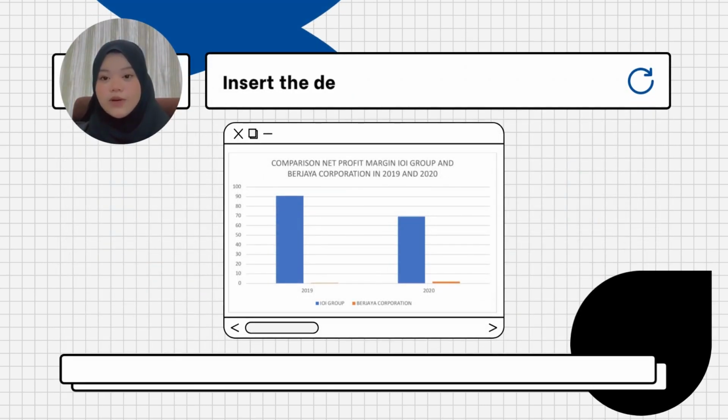Comparison net profit margin IOI Group and Berjaya Corporation in 2019 and 2020. Based on the data above, in 2019, IOI Group company has a higher value of net profit margin of 90.9%, while Berjaya Corporation has 0.01%. But in 2020, the net profit margin for IOI dropped to 69.3% and Berjaya Corporation increased from 0.01% to 1.89%. Based on the comparison, we could argue that Berjaya Corporation cannot manage to gain profit for the next year.